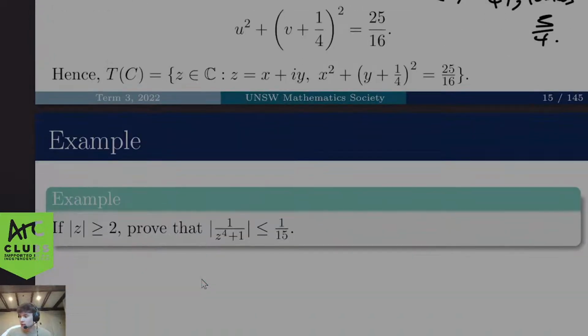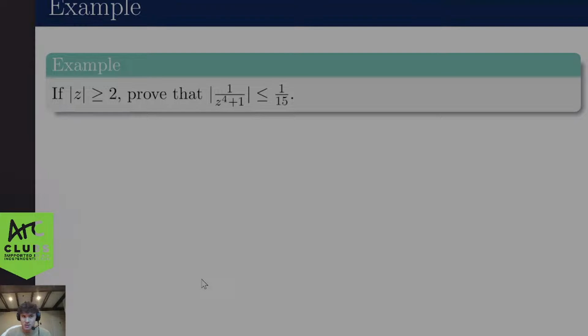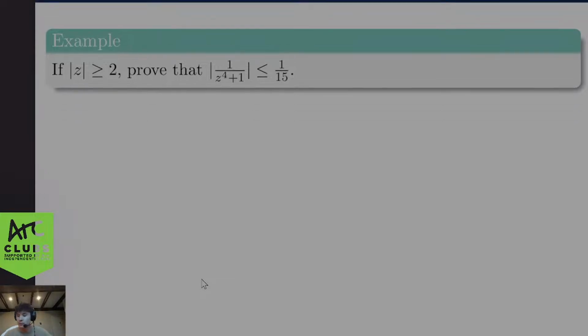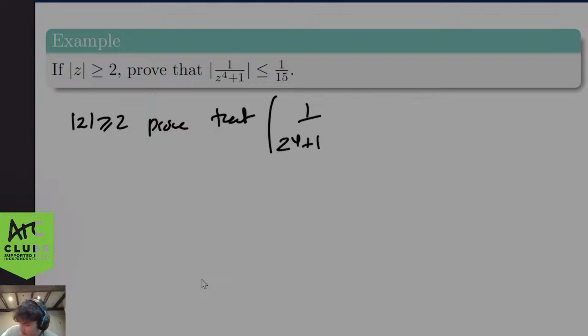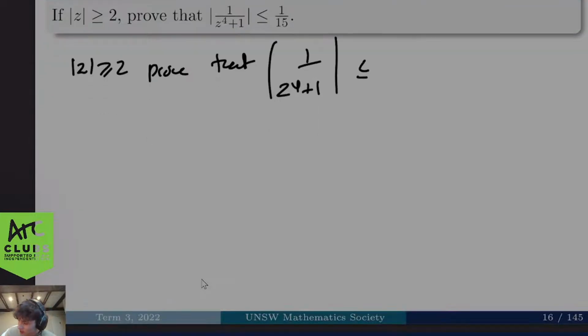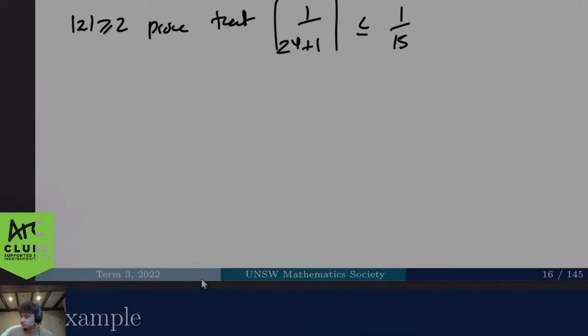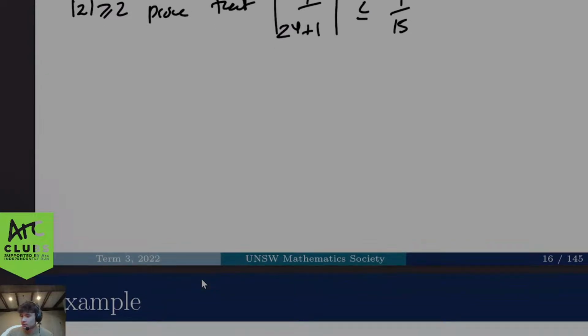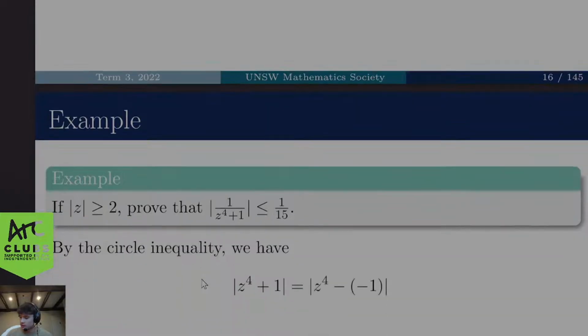Okay. All right, and our last question to do with fractional linear transformations is a little inequality proof. So if our modulus is greater than or equal to 2, prove that, well, this is not quite a fractional linear transformation, it's just a question to do with inequalities. Sorry. So prove that 1 over z to the power 4 plus 1 is less than or equal to 1 over 15. All right, so to do this, we're going to have to remember our two key inequalities. So that was triangle inequality and circle inequality.